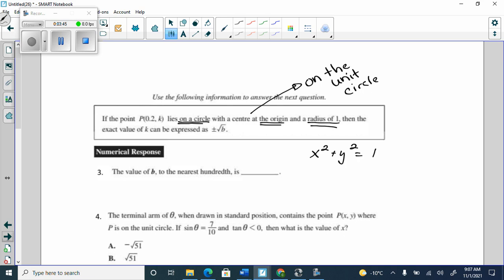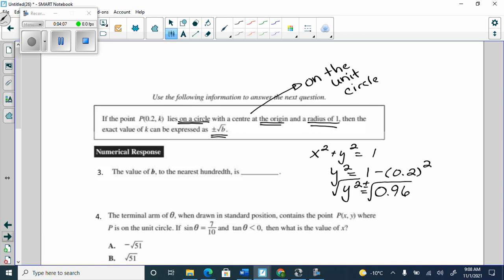And it says that it can be expressed as plus or minus root b, which means they didn't have to give us a quadrant, correct? Which is okay. So we're going to do y squared equals 1 minus 0.2 squared. So y squared equals what? 0.96, right? Square root, plus or minus.